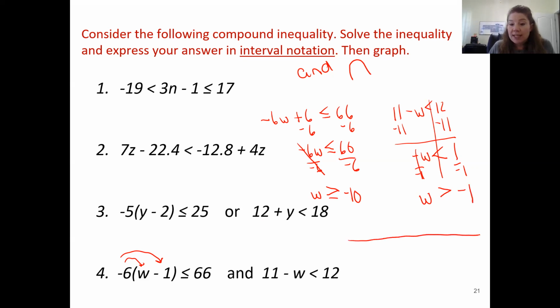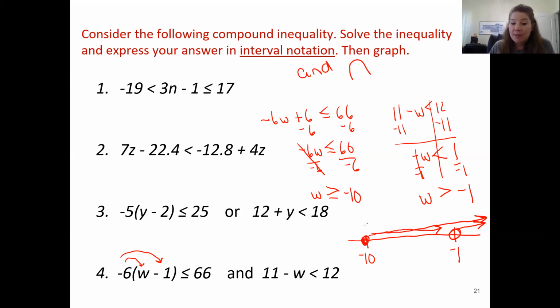So we want to graph this. Negative 10 is way down here. Negative 1 is up here. So we're going to fill this in, and our arrow would go to the right. And then negative 1 looks like this, and then that arrow would go to the right. So this would go for eternity, but remember, it's the part of the graph that they both have in common.